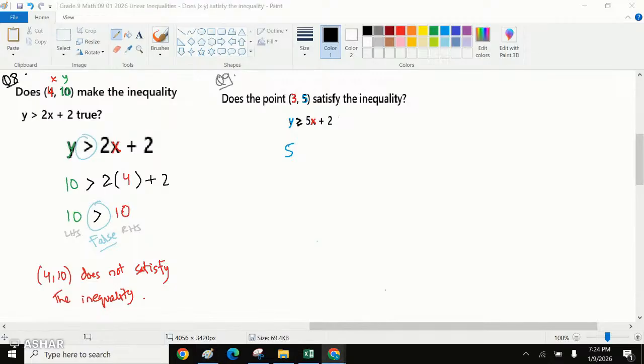Okay, for question number 9, let's see. y is substituted with 5, and that is multiplied by x plus 2, right? The value of x was 3. So can we say 5 should be greater than or equal to 5 times 3, which is 15, plus 2. So is 5 greater than or equal to 17?